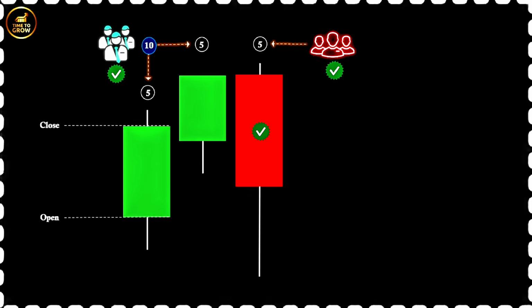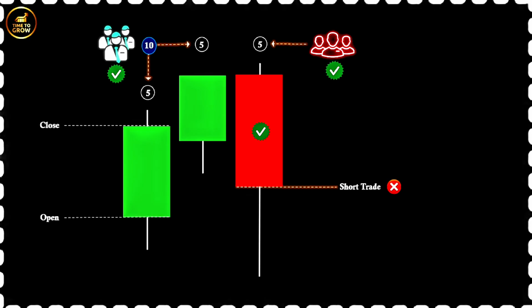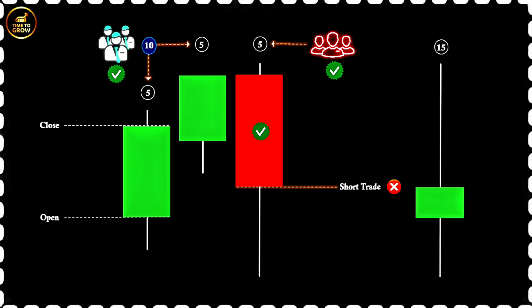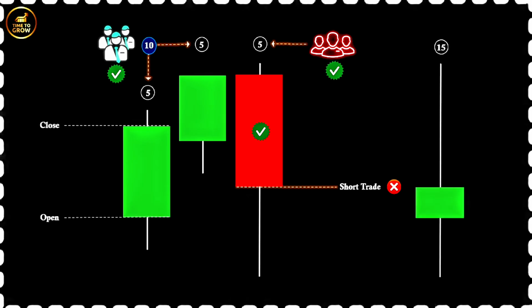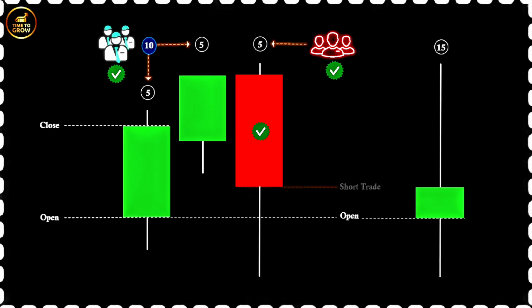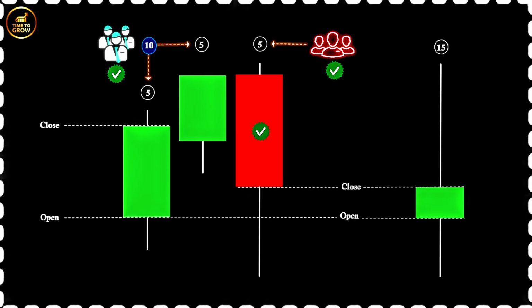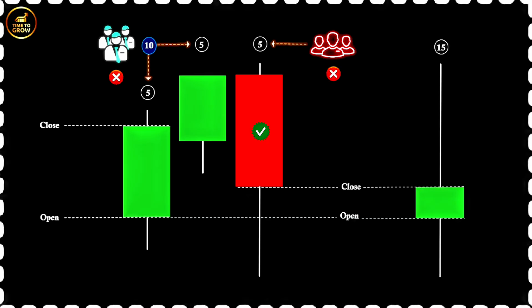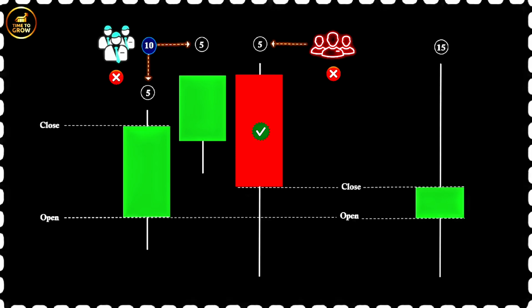But the truth is, you cannot judge the entire market by one candle. If you combine these 3 candles and look at them as a 15-minute candle, you'll notice something interesting. Price opened at a certain level and closed almost at the same level, meaning neither buyers nor sellers actually dominated. It was simply a neutral candle. This is where most traders misinterpret candlesticks.